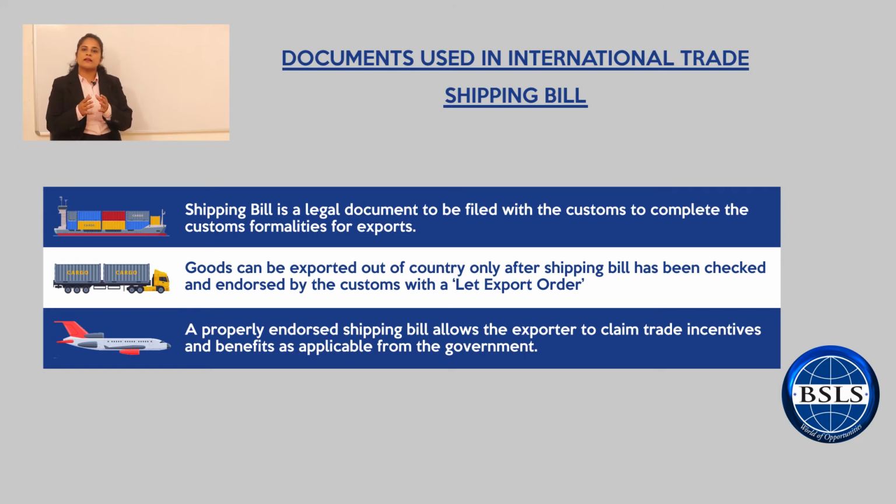Now let us look at the contents of a shipping bill. A shipping bill describes the shipper and the consignee details. It provides the duties and export taxes as applicable on the product. A shipping bill describes the mode of transportation, port of loading, port of discharge, value of the goods, etc.